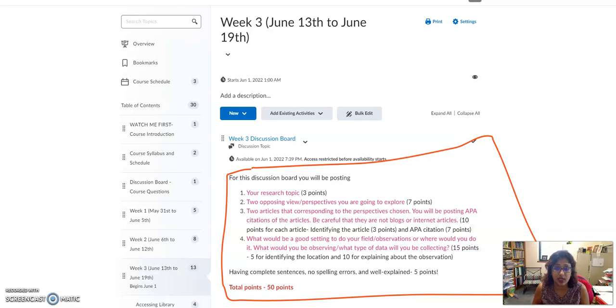Okay, so let me show you the resources that you're using. You're going to use the same resources for the argument analysis also. So basically same resources for 2 assignments and you're getting different points for those assignments.